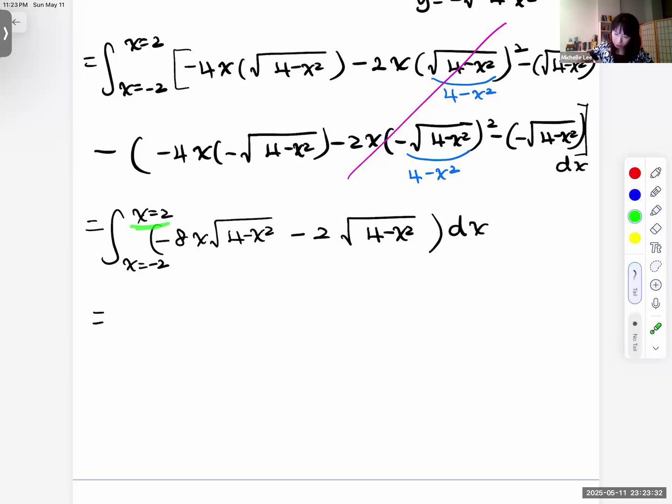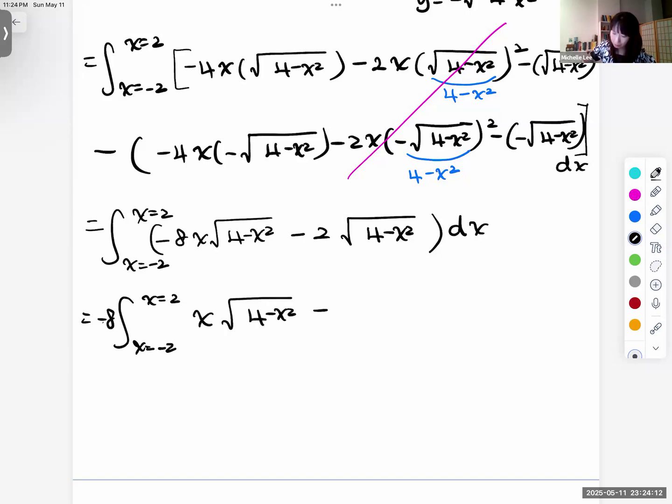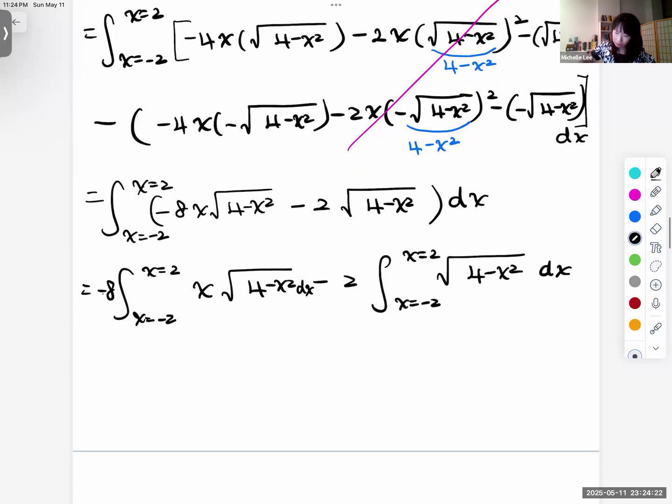Evaluate, right? When x equal to 2, oh no, integrate first, right? So look, we have to recognize, we can integrate this one, but we cannot integrate this one because we have x inside. We have to have a chain rule to get that, right? So let's just separate term by term. So we have x equal to negative 2 to 2, and then let's take out the constant outside, negative 8, right? And then x square root of 4 minus x squared, minus 2, x equal to negative 2 to 2, and the square root of 4 minus x squared dx. Okay.